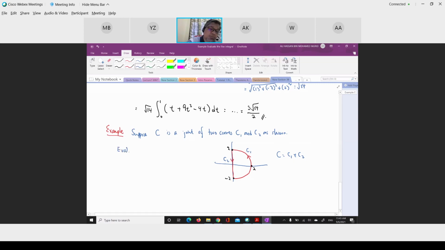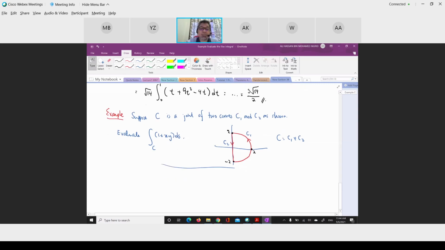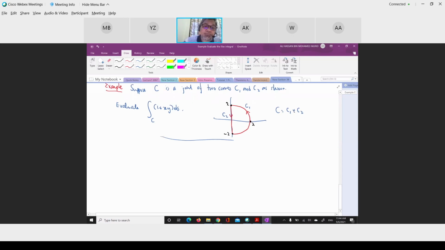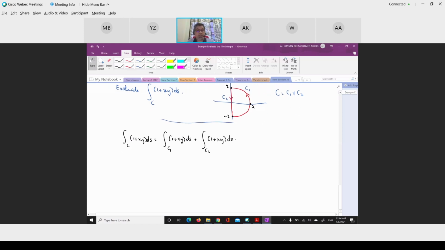Evaluate this line integral of 1 plus xy ds. This is the question. We have to evaluate this line integral as a sum of two integrals: one over C1 and the second over C2. Both integrals, over C1 and over C2, are line integrals here.